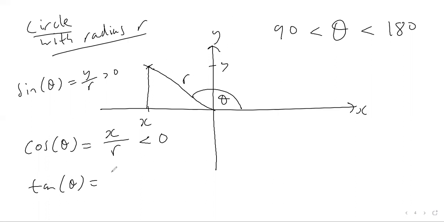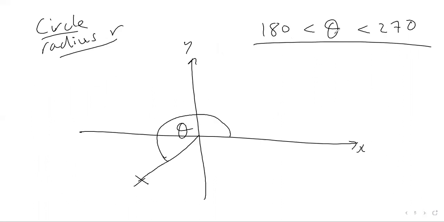So we know that tan theta, y over x, is going to be a negative gradient. So we know that too when theta is between 90 and 180. Now let's think about the angle when theta is between 180 and 270.